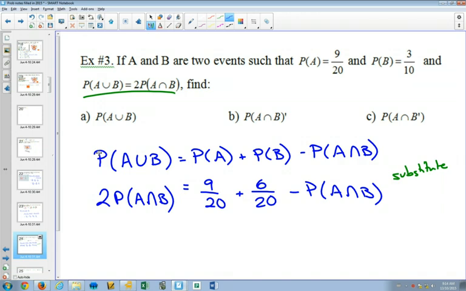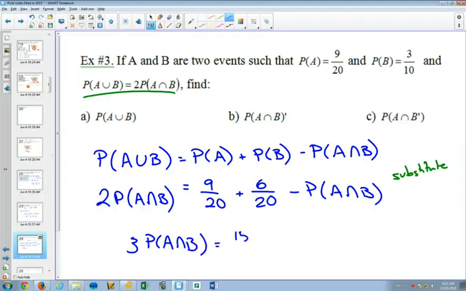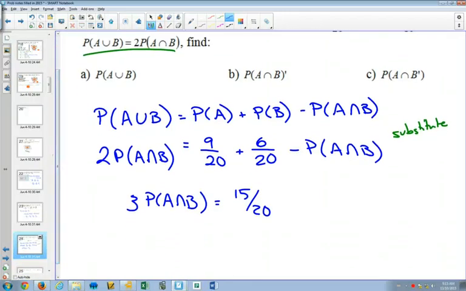Now, if I rearrange things, add probability of A and B to both sides, I'm going to get 3 probabilities of A and B. And on this side, I'm going to have 15 out of 20. Divide both sides by 3, and you figure out the probability of A and B is 5 out of 20. That still hasn't helped us solve any of the questions that we've asked so far, but maybe it's going to get us somewhere.